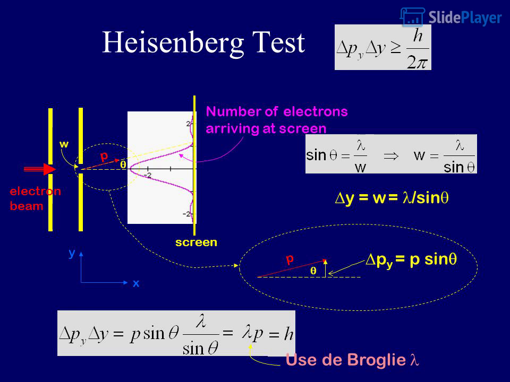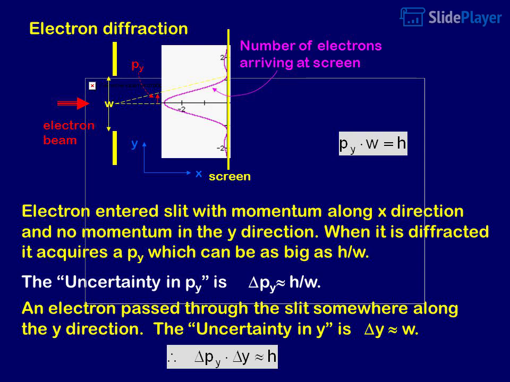Electron beam, slit of width w, screen. Number of electrons arriving at the screen. The diffraction angle satisfies w sin theta equals lambda. Use the De Broglie wavelength. The uncertainty in p_y is p sin theta.